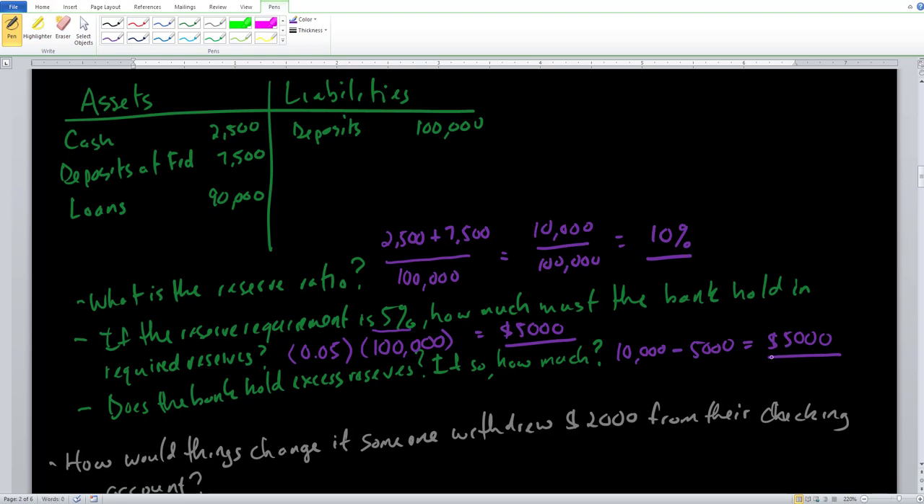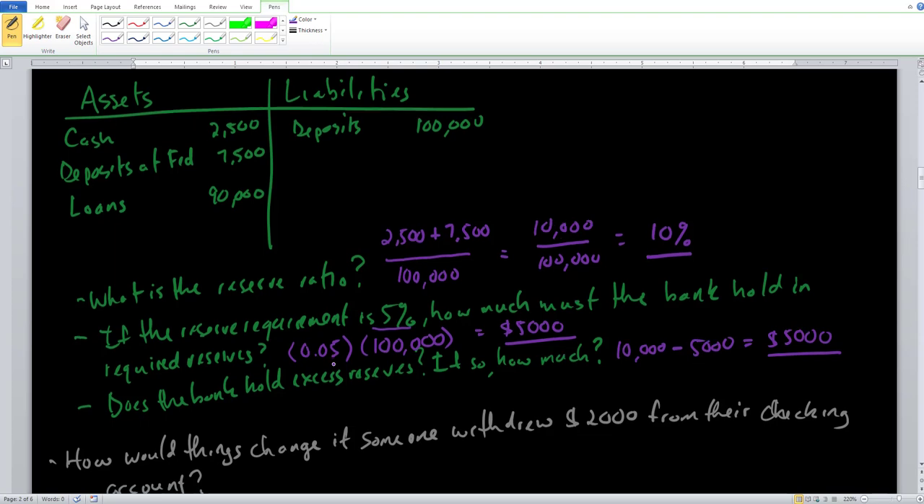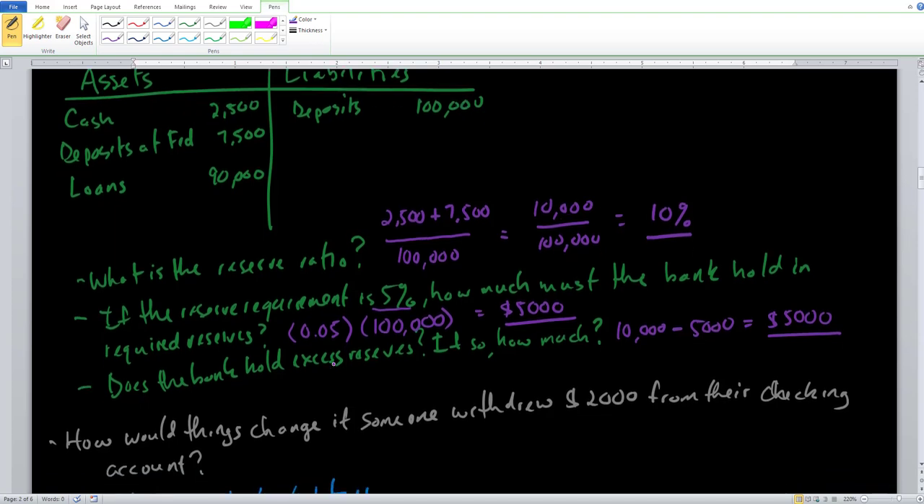So three very simple examples, three questions that we have with our first bank T account. Let's go ahead and introduce a few dynamic changes, however. So how would things change with all of these if someone withdrew $2,000 from their checking account? So someone goes to the bank and says, hey, I need $2,000 to pay for a particular good, so let me have my $2,000. And remember, the bank is going to have to be sort of obligated to give the person $2,000 because it is their obligation.